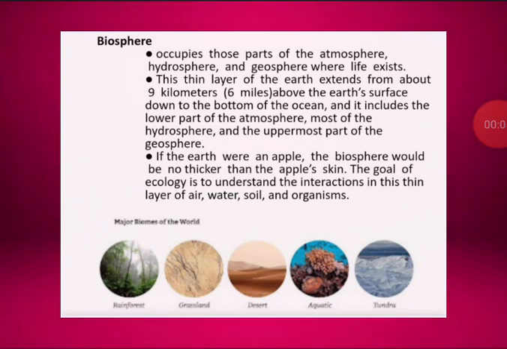The biosphere occupies those parts of the atmosphere, hydrosphere, and geosphere where life exists. This is the layer of the Earth that extends from about 9 kilometers (6 miles) above the Earth's surface down to the bottom of the ocean and includes the lower part of the atmosphere, most of the hydrosphere, and the uppermost part of the geosphere. If the Earth were an apple, the biosphere would be no thicker than the apple skin.